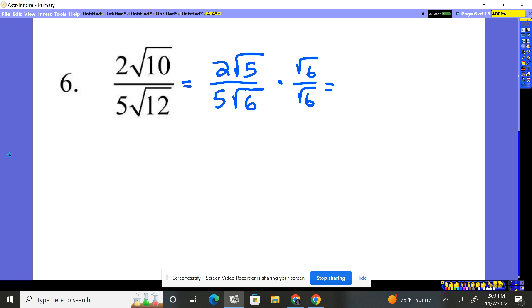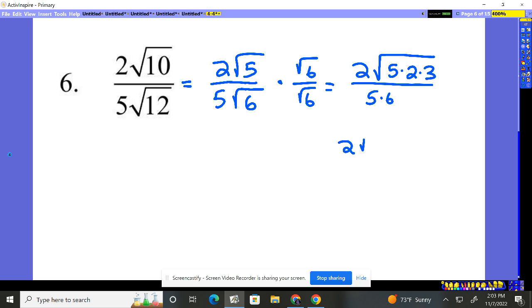This is going to give me up top 2 root 30. Now you could write the 30. Notice that's a 5. It's not going to matter here, but 5 times 2 times 3 because 6 is a 2 and a 3. Why did I do that? Because it might have had somebody in common that could come out, but it doesn't because you can see there's just a 2, a 3, and a 5. In the bottom, we have 5 times 6, which is 30.